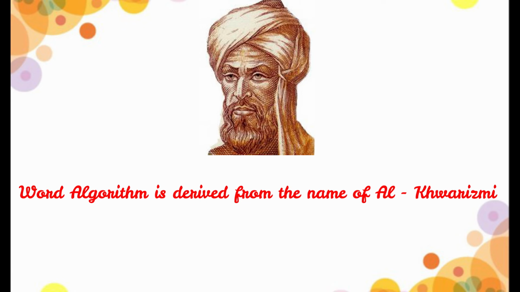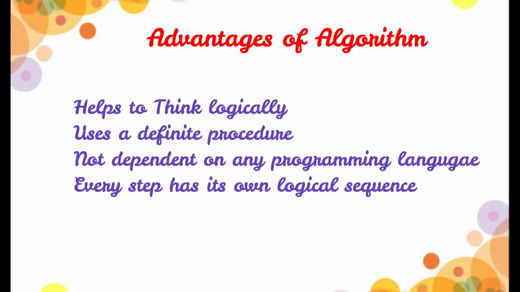The word algorithm is derived from the name of the Persian mathematician Muhammad bin al-Khwarizmi. He was a Persian scholar who produced works in mathematics, astronomy, and geography. Now let us see the advantages of algorithm.